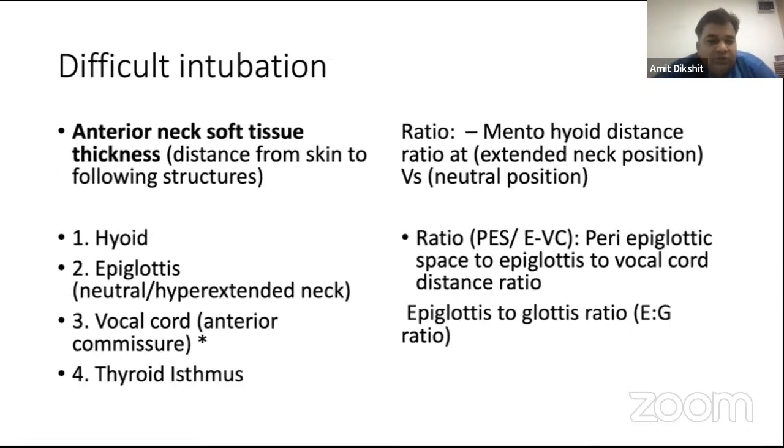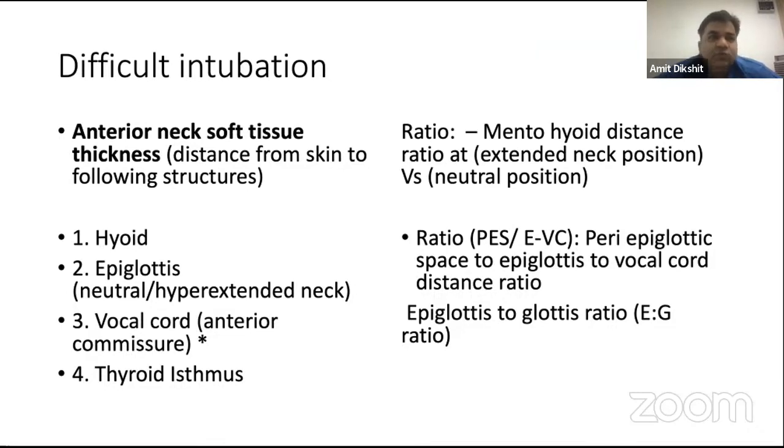And when it comes to intubation, then we have all the parameters to look at for the anterior soft tissue. How much is the thickness? So skin to hyoid bone, skin to epiglottis in neutral as well as in hyperextended neck. Once the neck is extended, it probably reduces some amount of soft tissue there. Then skin to anterior commissure to vocal cord, then thyroid isthmus. Then they have looked at the hyomental distance ratio in neutral and extended position.